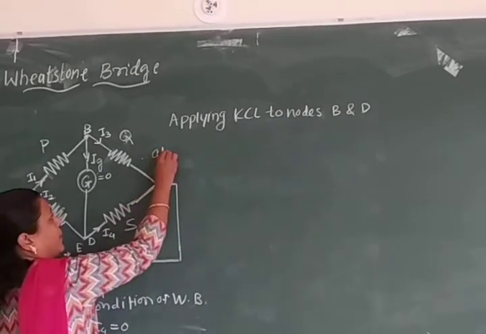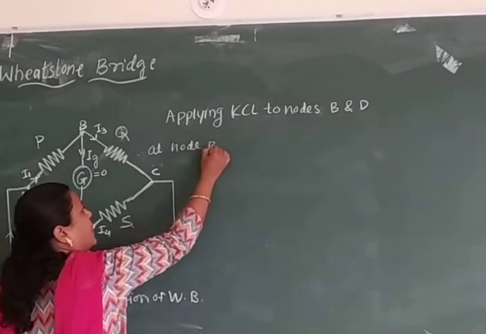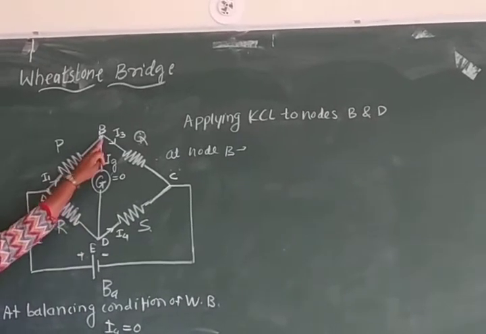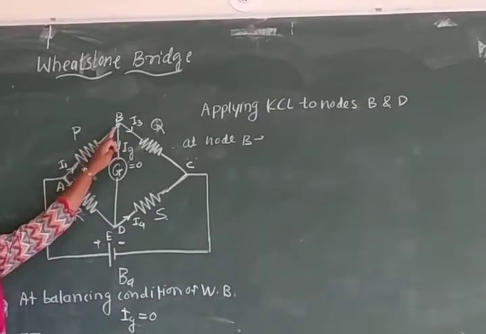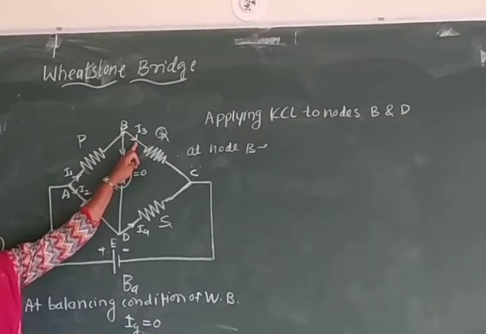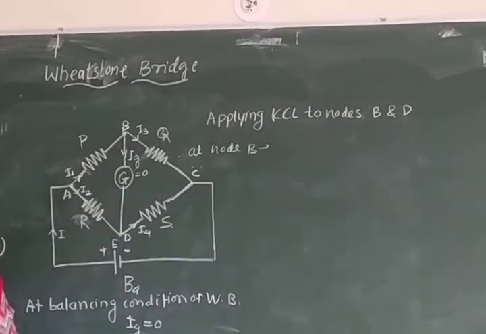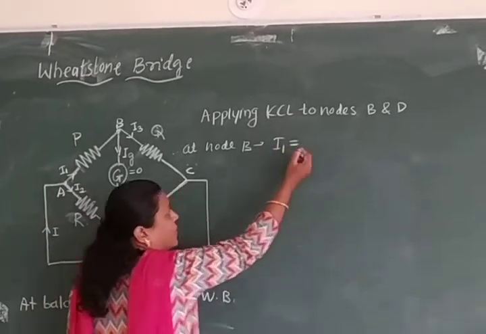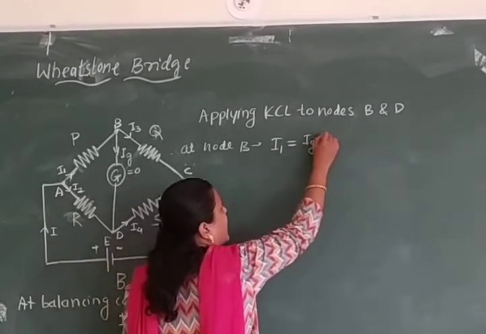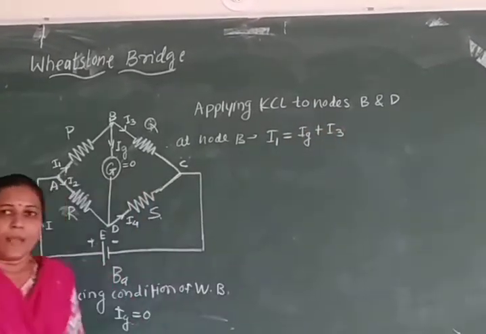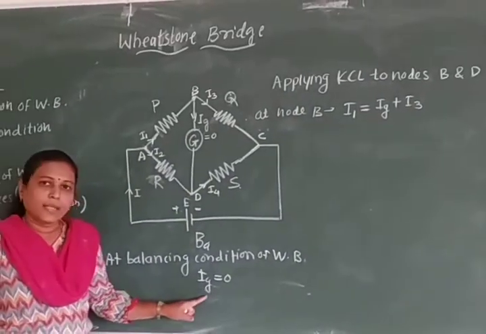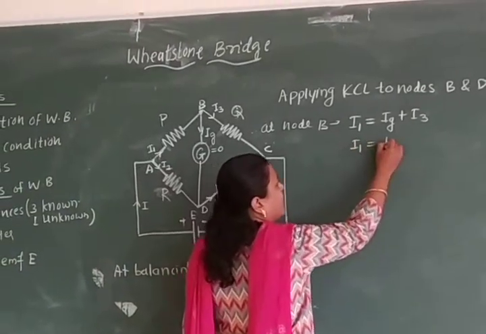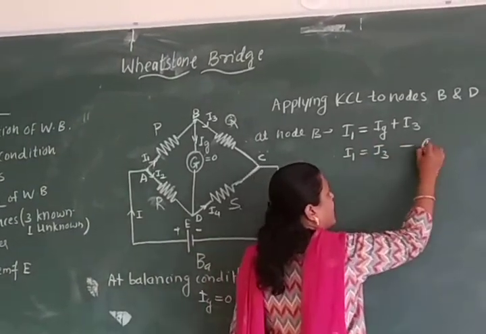At node B, we have to use this junction rule or Kirchhoff's current rule. See here, at this node B, I1 is the incoming current, where Ig and I3 are the outgoing currents. According to KCL, this incoming current I1 is equal to the sum of outgoing currents Ig and I3. But what is our condition? Ig is equal to 0. Therefore, we can simplify this as I1 is equal to I3. We call it equation number 1.